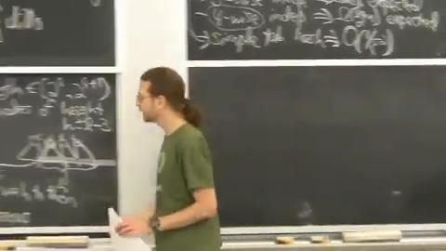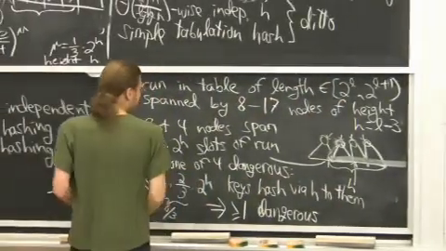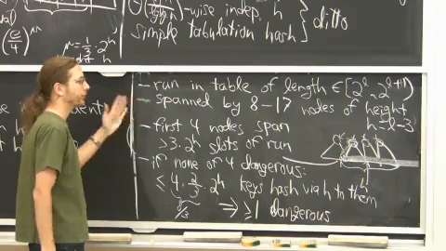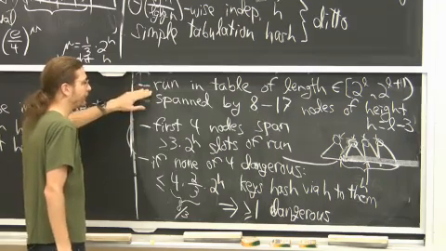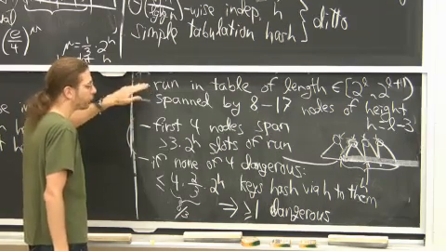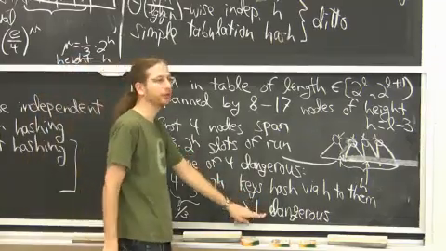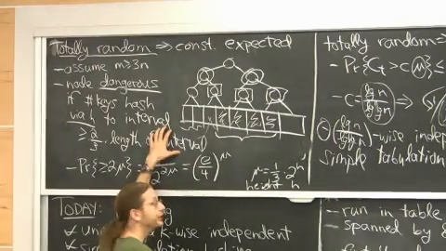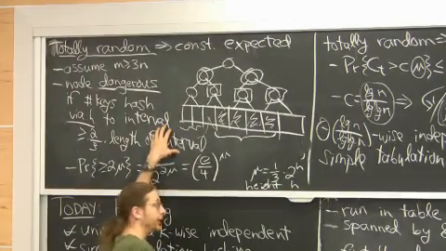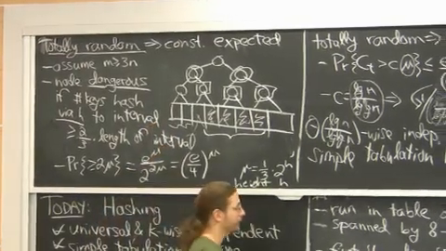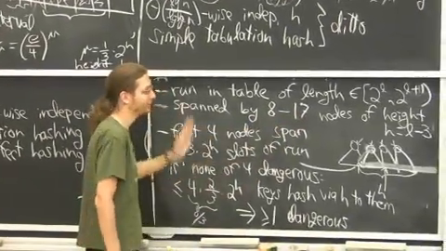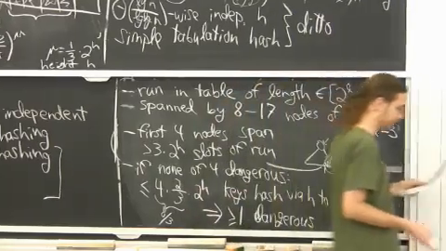This is good news because it says that if we have a run, which is something that's hard to think about because nodes are moving around to form a run, so keys are moving around to form a run, we can charge it to a dangerous node, which is easy to think about because that's just talking about where keys hash via h, and h is totally random. There's a loss of a factor of 17 potentially, but it's a constant factor, no big deal.